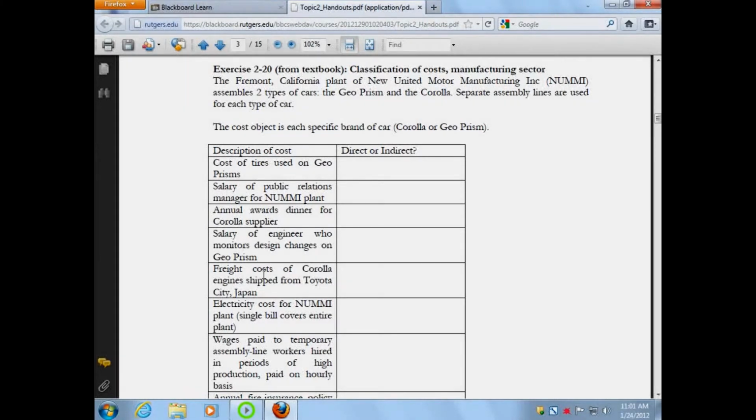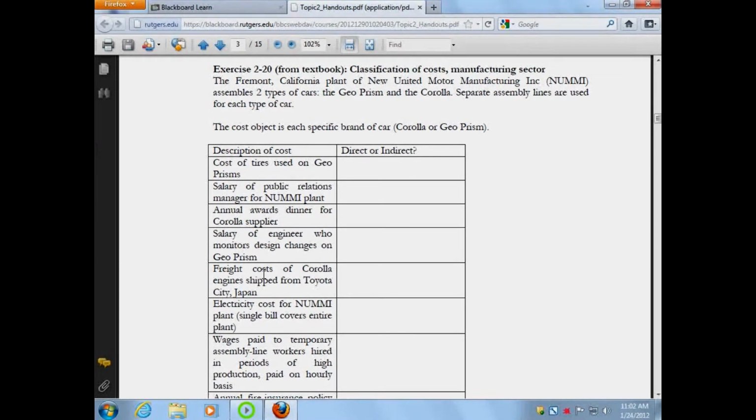Electricity cost for the NUMMI plant. A single bill covers the entire plant. Indirect, right? Because of what? Because you are told that a single bill covers the entire plant. Now, suppose you had a separate metering system for each group of assembly lines and you got 2 bills. One bill for the Geo Prism group of assembly lines and another bill for the Corolla group of assembly lines. Then you realize that that cost would not be an indirect cost anymore, because you're able to break it down into two. It comes as 2 pieces, and each one of those pieces can be exclusively traced to one of our cost objects.